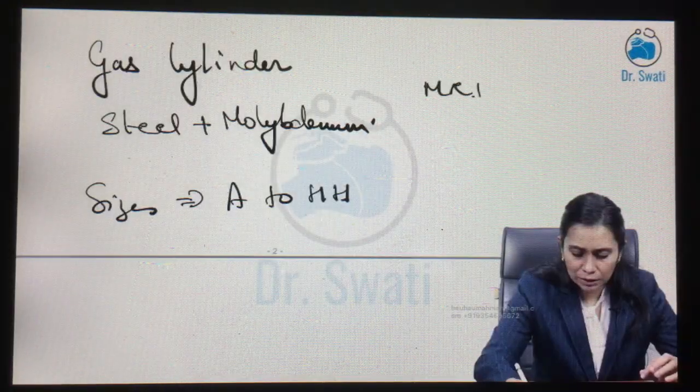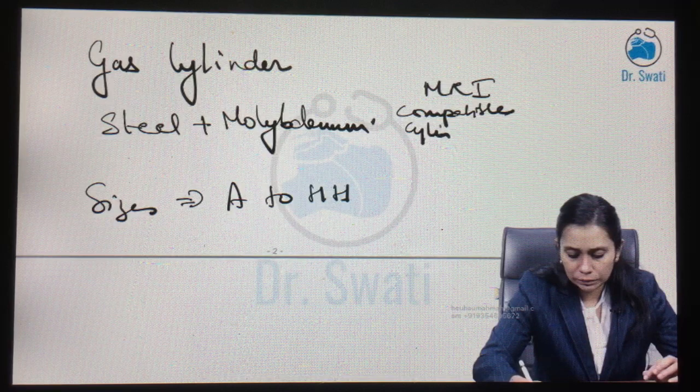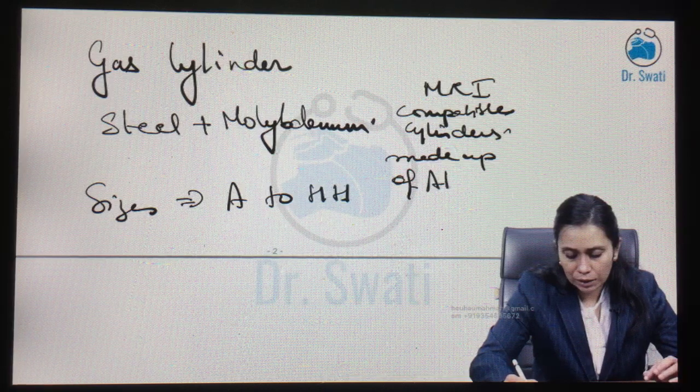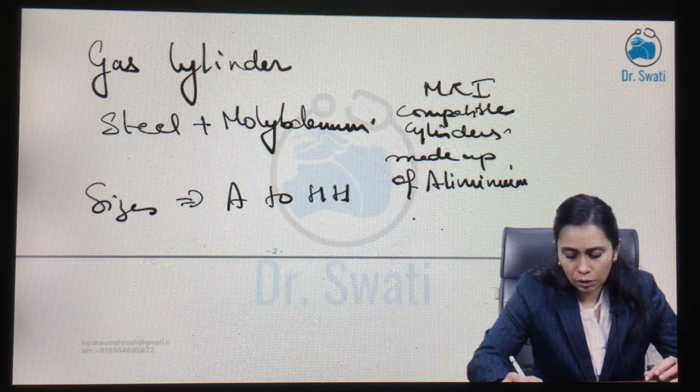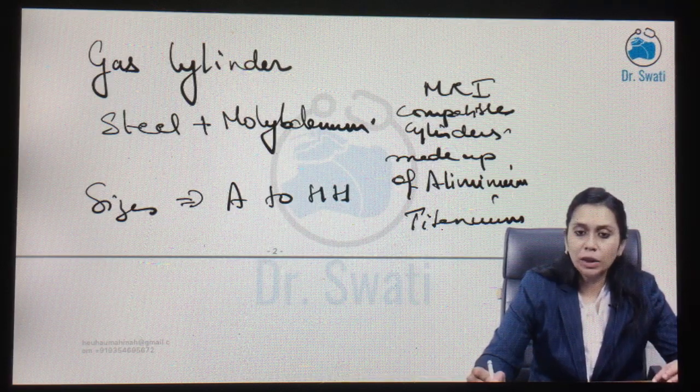So just write it. MRI compatible cylinders made up of aluminium or titanium. Okay, aluminium or titanium. Got it?